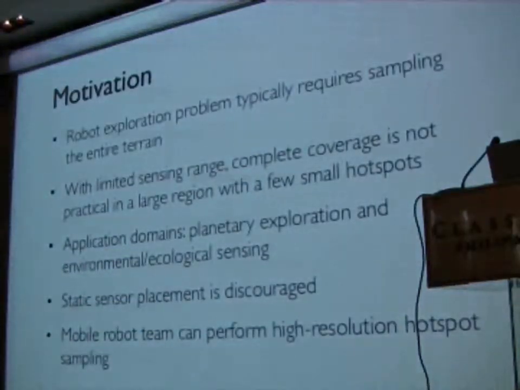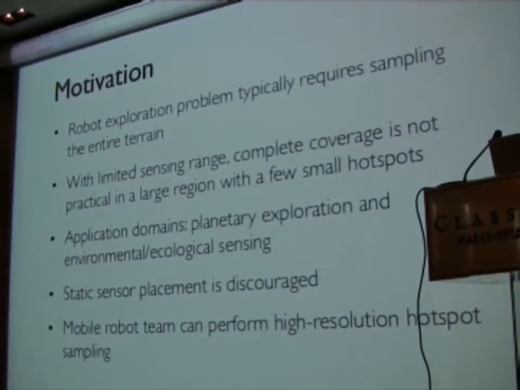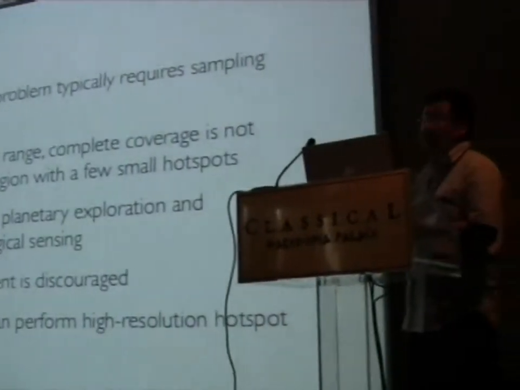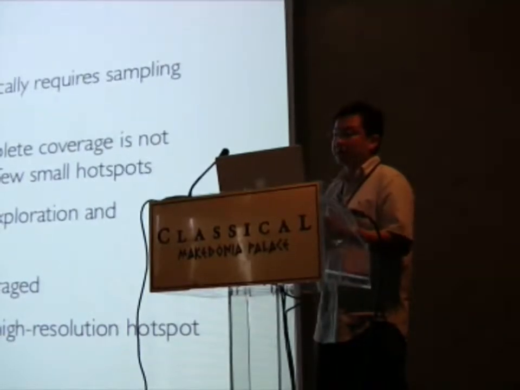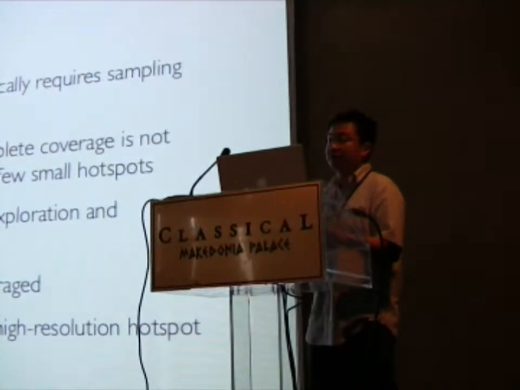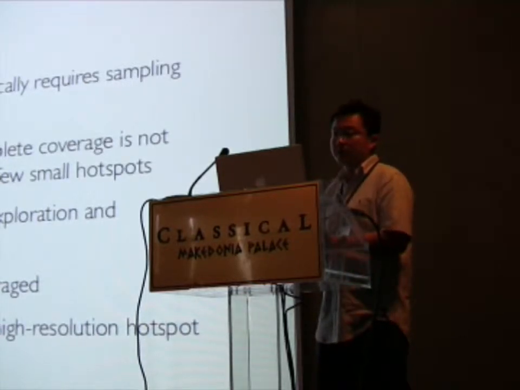Now, typically, the robot exploration problem requires sampling of the entire terrain to learn about it. But suppose that we only have very limited sensing range. Say in a robot, you only have point-based sensing. Complete coverage is not practical in a very large region with a few small hotspots. I will show you what I mean by hotspots later on.